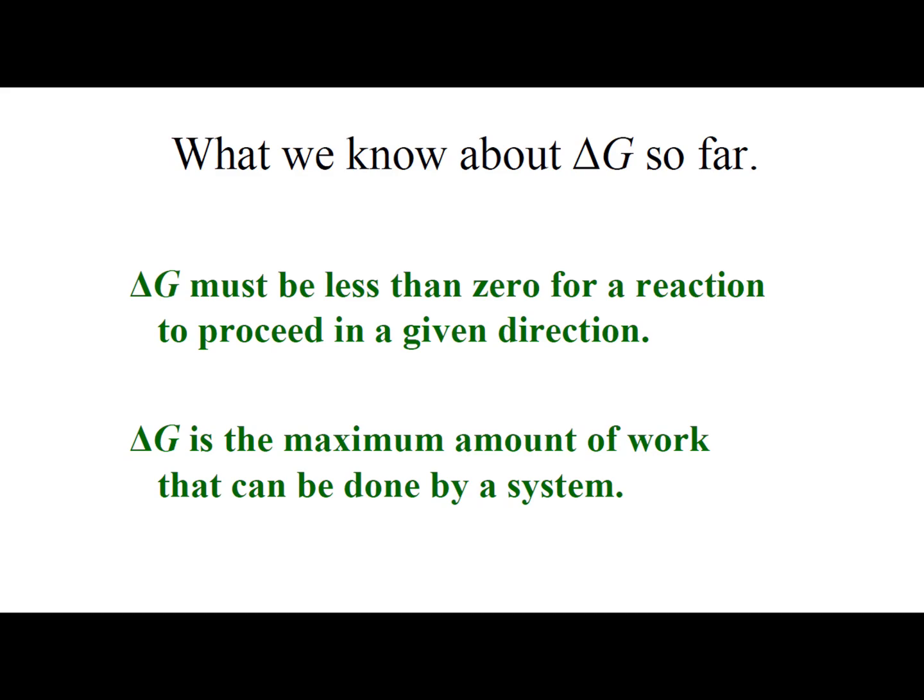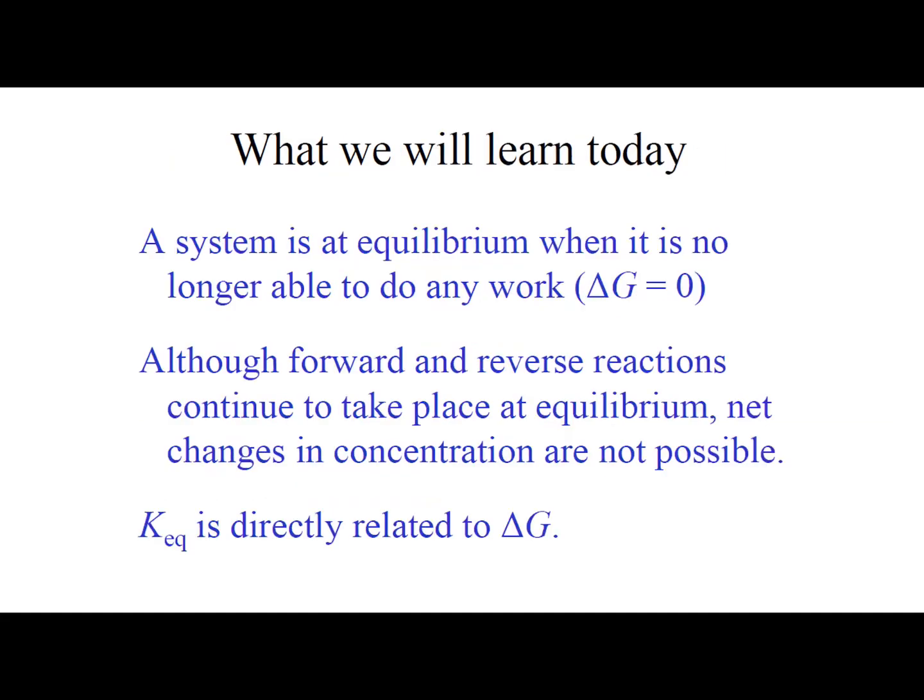So basically what we know about free energy so far is that it has to be less than 0 for a reaction to be thermodynamically favorable or to proceed in a given direction, and that the free energy is the maximum amount of work that can be done by a system. So what we want to take a look at today is that a system will be at equilibrium when it is no longer able to do any work, or the delta G is 0.